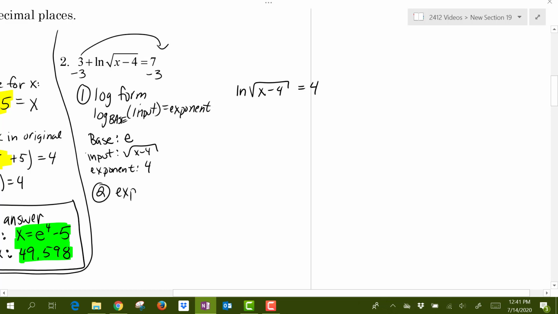So step 2 now, we can rearrange those 3 things into exponential form. We want the base raised to the exponent is equal to the input of the log. Right, so the base is e, the exponent is 4, and then the input of the log is the square root of x minus 4.